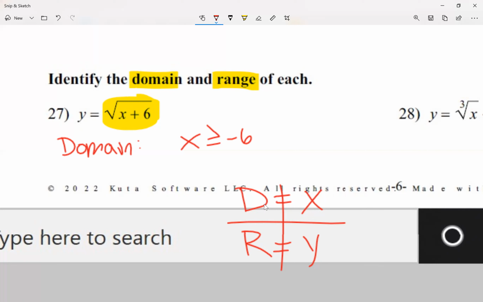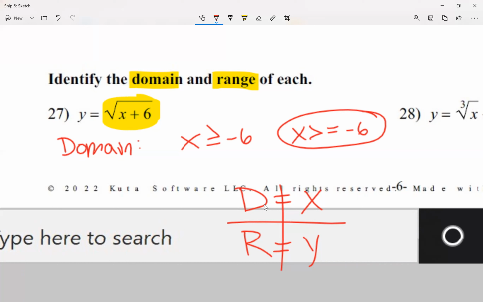Now, how are we going to type this, because of the symbol greater than or equal to? The way we're going to type this will be X, greater than sign, then the equal sign, -6. So X is greater than or equal to -6. Your X should be lowercase.